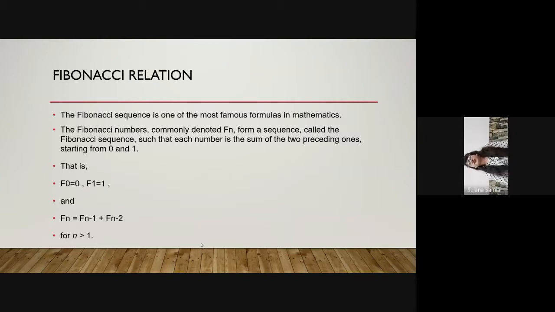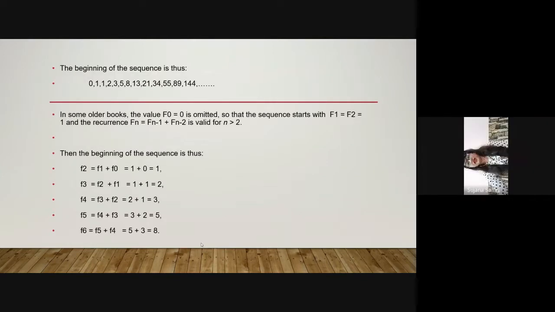The Fibonacci numbers, commonly denoted by Fn, form a sequence called the Fibonacci sequence, such that each number is the sum of the two preceding ones, starting from 0 and 1. We see that F0 is equal to 0 and F1 is equal to 1, and the rule is Fn equals Fn minus 1 plus Fn minus 2 for n greater than 1. Next, the Fibonacci sequence.